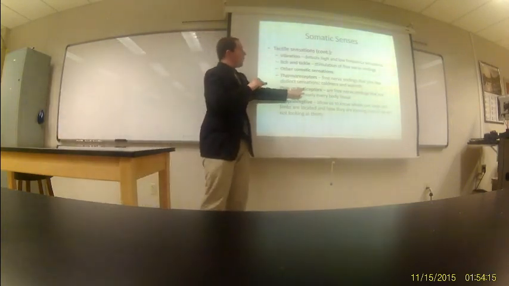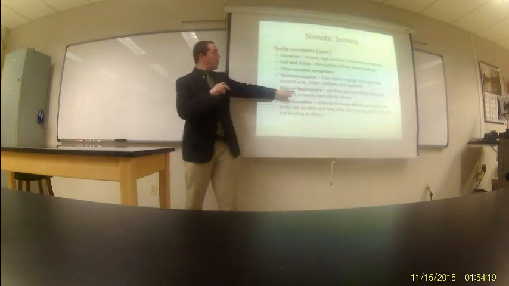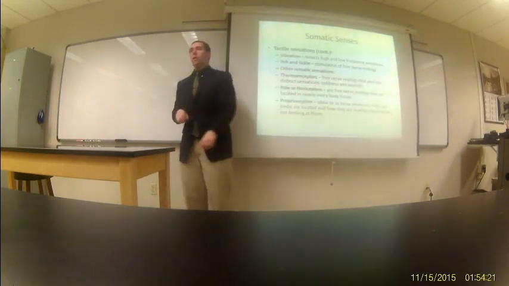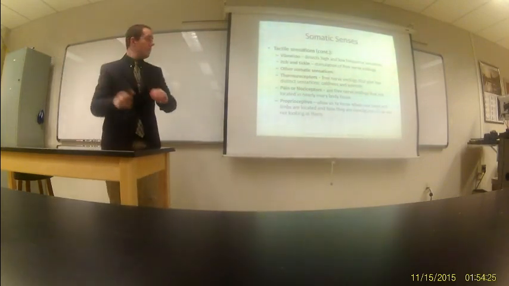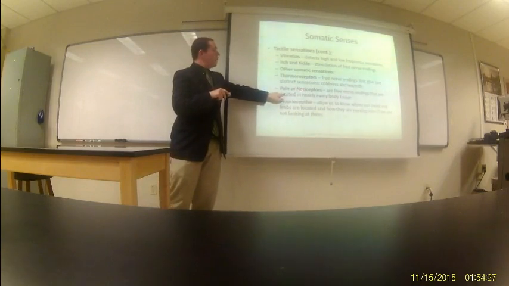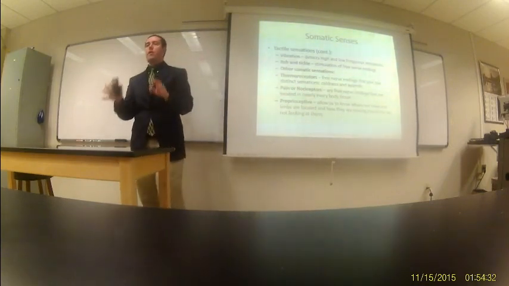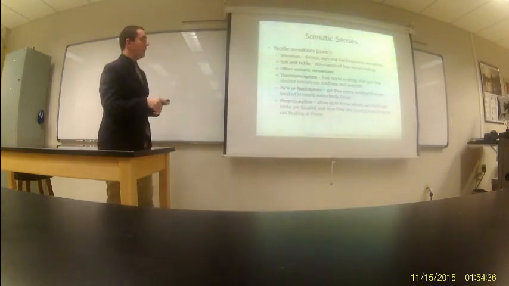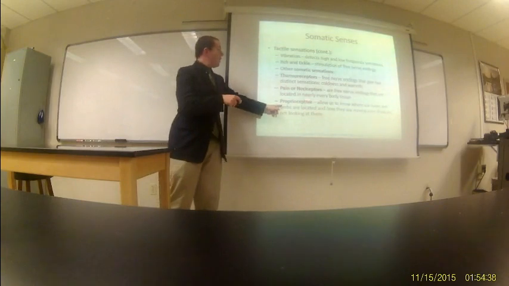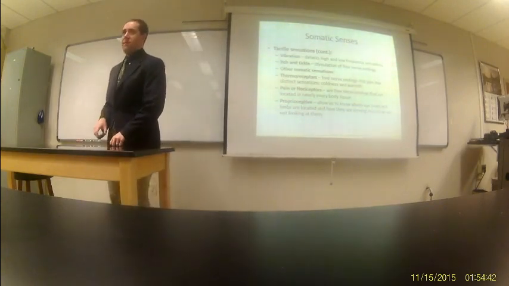We have our thermoreceptors, which are our temperature senses. There are separate ones for cold and warm. There are separate sensors. We have nociceptors, which are pain receptors. Same thing. A nociceptor is a receptor that senses pain. And then we have the very odd proprioceptive receptors.